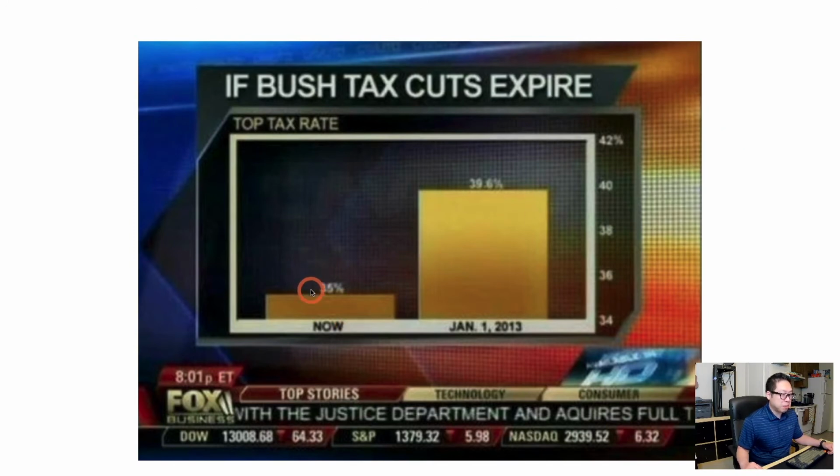Now the tax rate is 35%. January 1st, it jumps all the way up to 39.6%, right? Big jump. But look what they're doing. They're cutting the y-axis at 34. So anytime you see the y-axis being cut, you should always ask yourself, why are they cutting it? Are they trying to exaggerate something? Or do they just not know what they're doing?